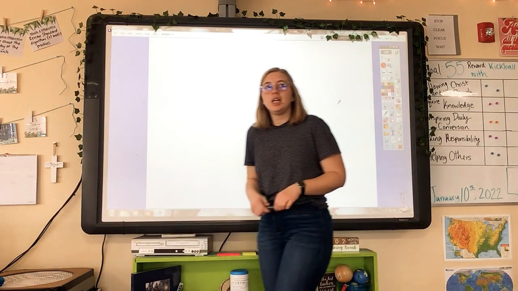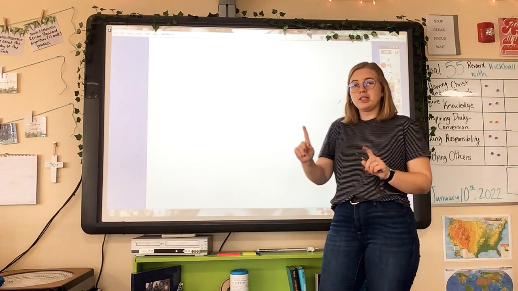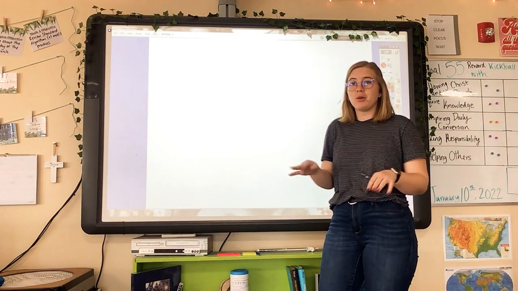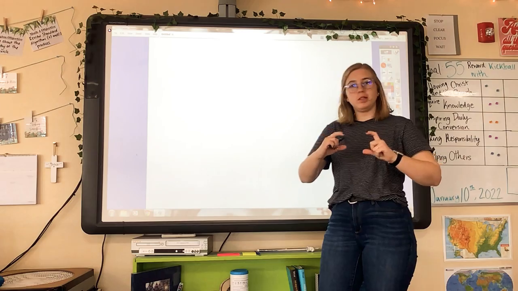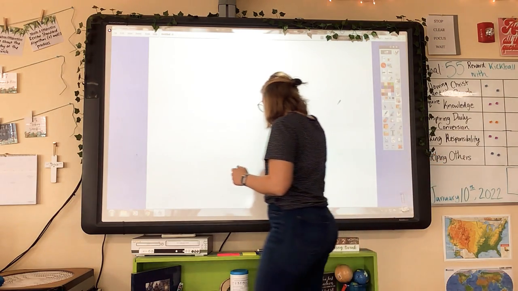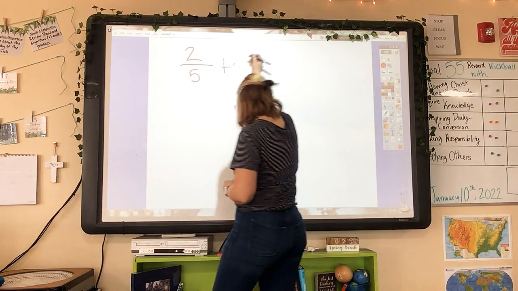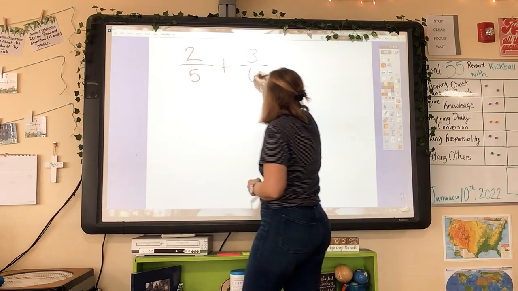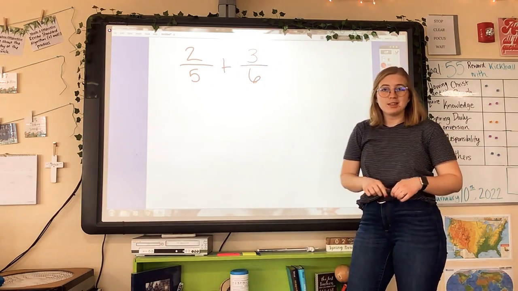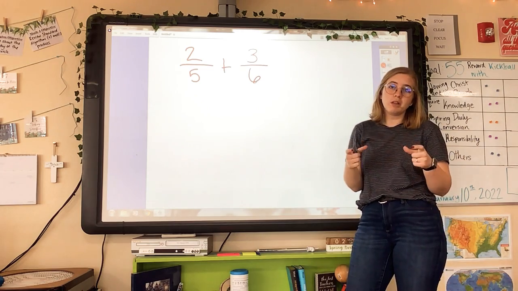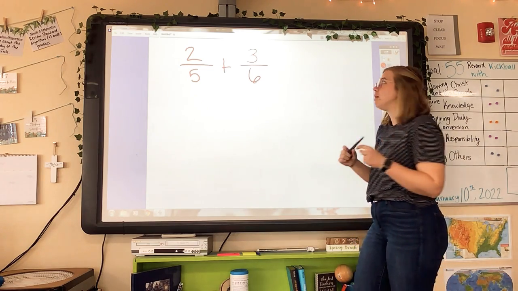First we're going to add two fractions that have unlike units, so unlike denominators, so their bottom number is not the same. Okay, so let's say we had 2/5 plus 3/6. The bottom numbers are not the same, so we have to change both of the fractions to make the bottom number the same.